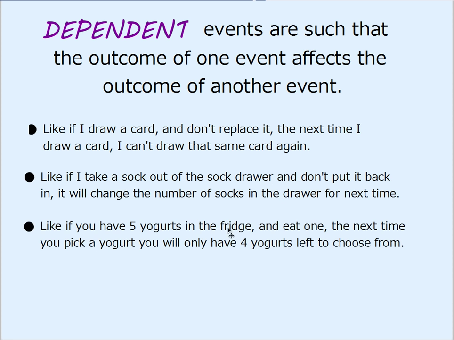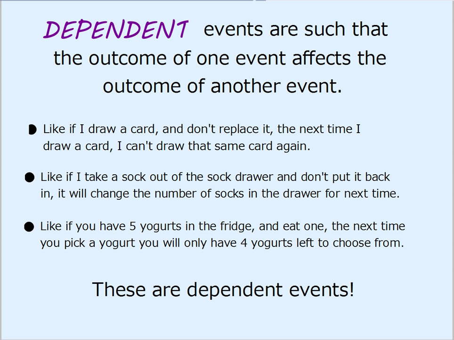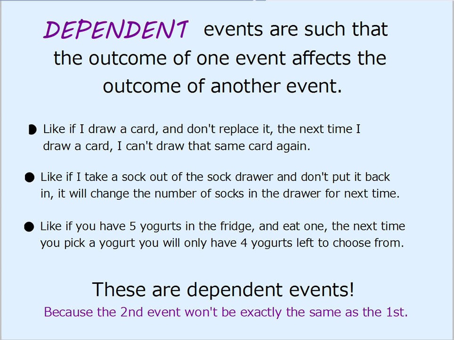And if you have 5 yogurts in the fridge and you eat one and don't replace it, the next time you pick a yogurt, you're only going to have 4 yogurts left to choose from instead of 5. These are dependent events because the second event won't be exactly the same as the first. They're going to have different probabilities.